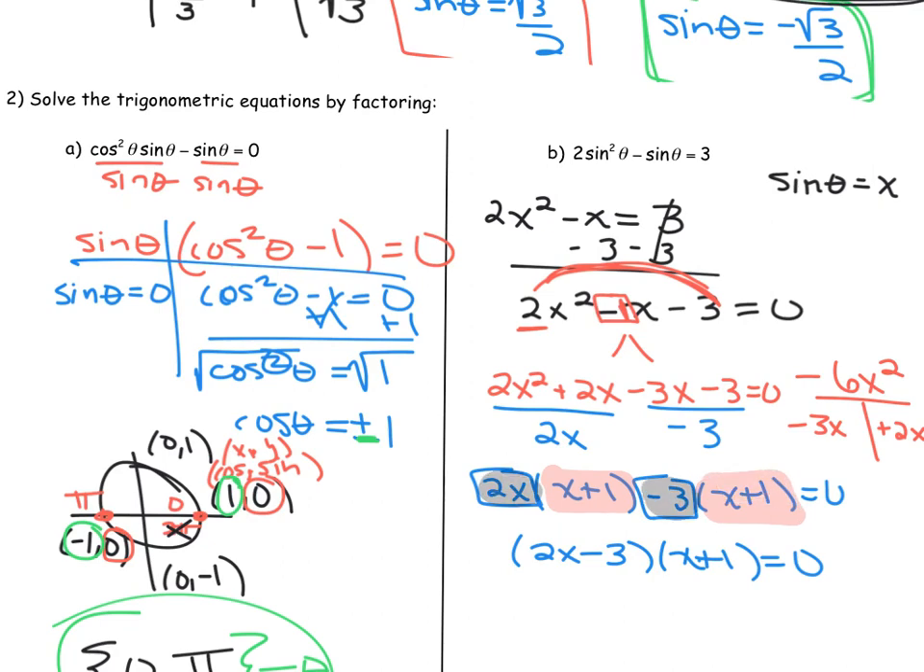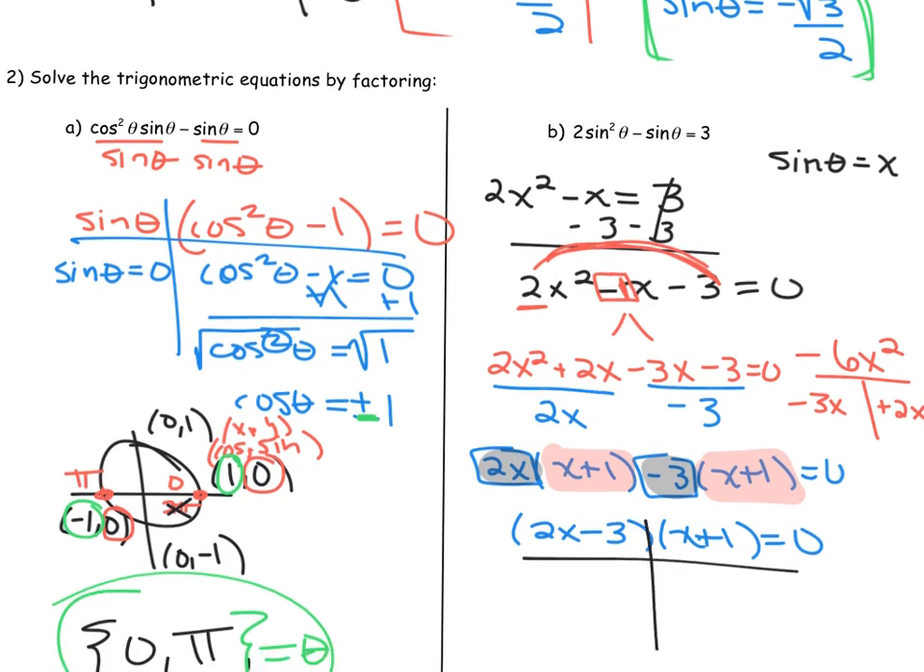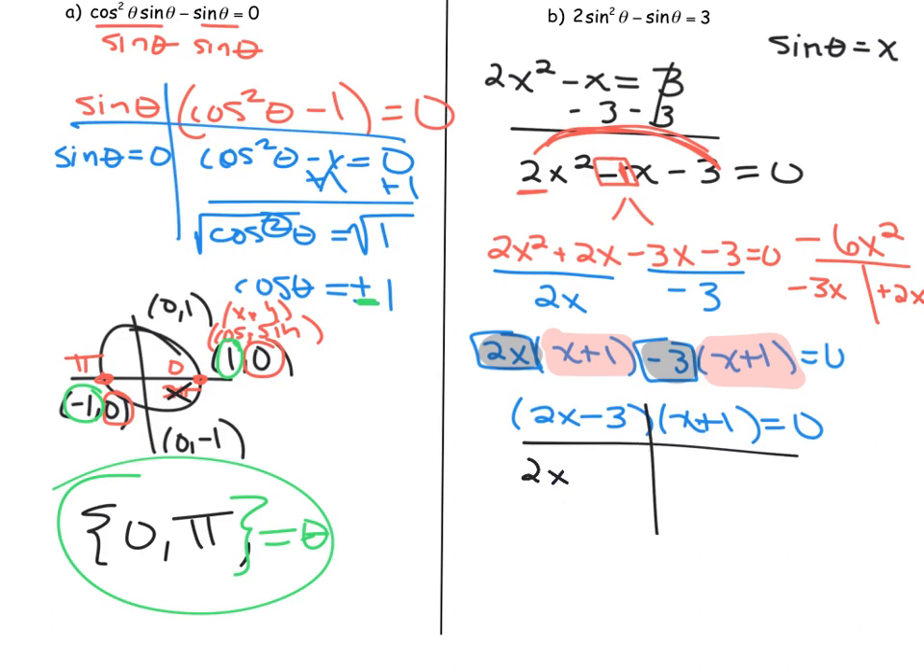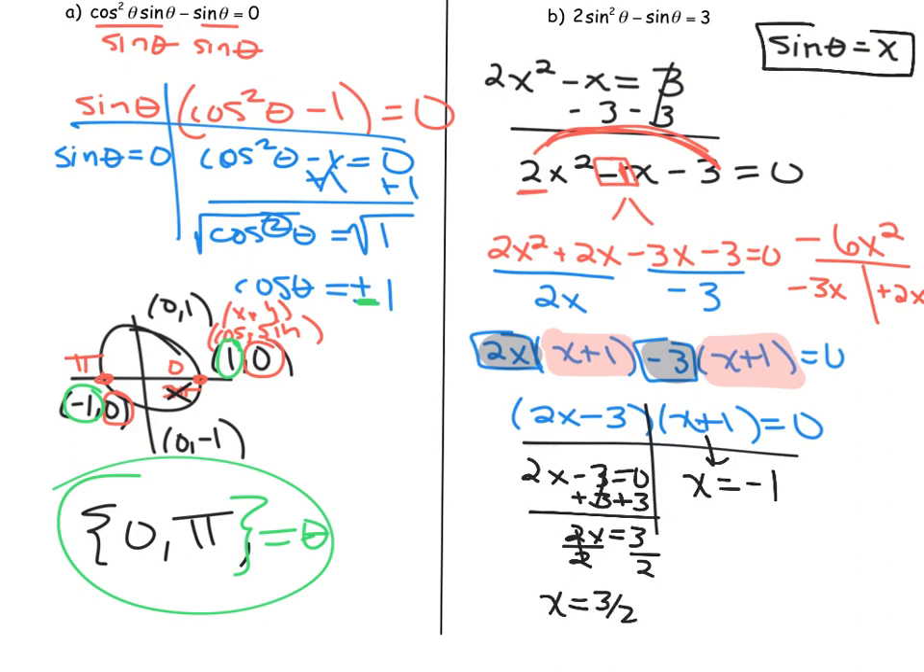We can t-chart this now. So when I t-chart, I'll have 2x minus 3 equals 0. Here I'm just going to do some quick math here. You know x is going to equal negative 1. All right, add over the 3, and I'll have 2x equals 3, divide by 2, and I'll have x equals 3 over 2. But now remember, we made this substitution up here, that sine of theta is equal to x, so you need to go back and replace it. So I'm going to substitute in. We know that sine of theta equals 3 over 2, and I also have sine of theta equals negative 1.